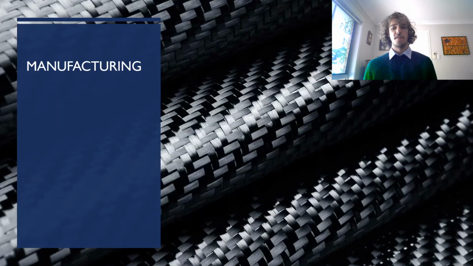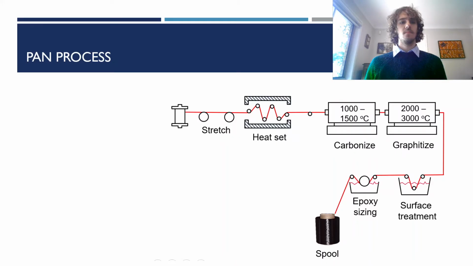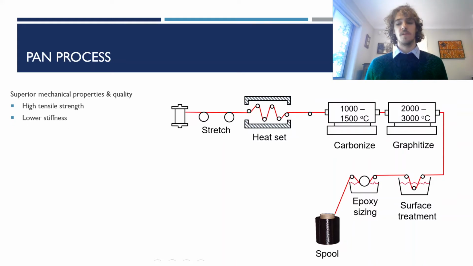Now we'll talk about the manufacturing process. For manufacturing the carbon fiber, I chose to go with the PAN process. That's because of its superior mechanical properties and quality. It has much higher tensile strength, but also has a lower stiffness, which, as we know, tensile strength and modulus are inversely proportional to each other for carbon fiber. But this is a good thing anyway, because as we established before, a lower stiffness will allow a little bit more deflection, so a softer landing. And it's just got a high strain to failure, so it's less likely to fail.